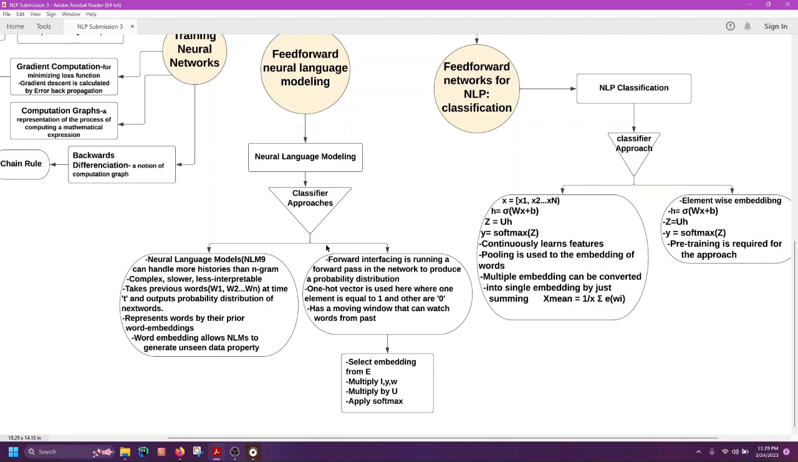Now, we will look at a sample algorithm. At first, we need to select three embeddings from the matrix E, after which we need to multiply it with the weight matrix W, and then multiply it with U, and finally apply softmax over it to receive the final probability distribution. Now, my groupmate Akar will talk more about it.